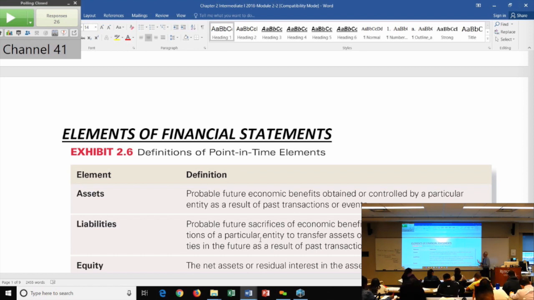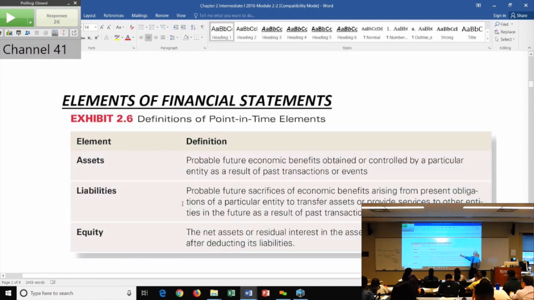So you should know that an asset is a future economic benefit that's either obtained or controlled by the entity. Obtained means you have legal title. Control means you may not have legal title, but control it. How do you control an asset without owning it? You lease it. Right? You don't have to have legal title.